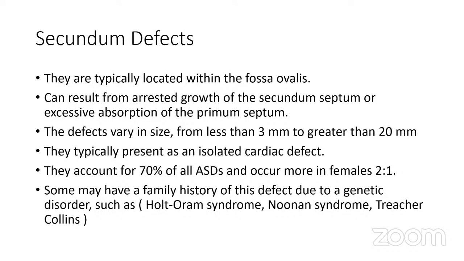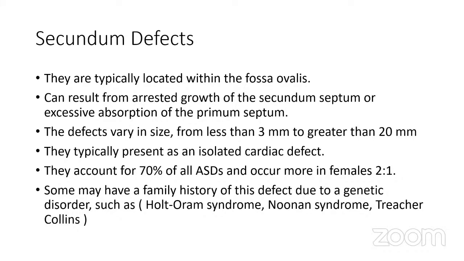Secundum defects are typically located within the fossa ovalis. They can result from arrested growth of the secundum septum or excessive absorption of the primum septum. The defects vary in size from less than 3 millimeters to greater than 20 millimeters.